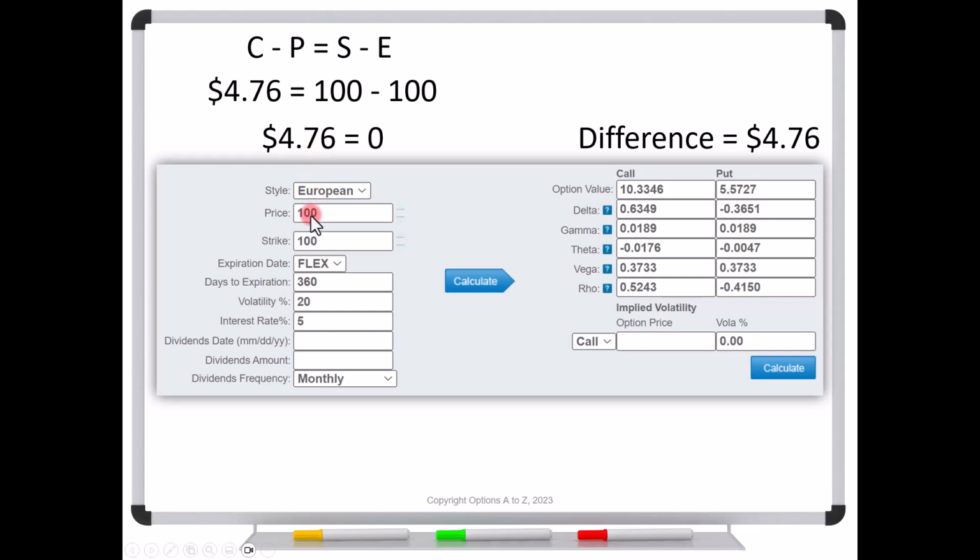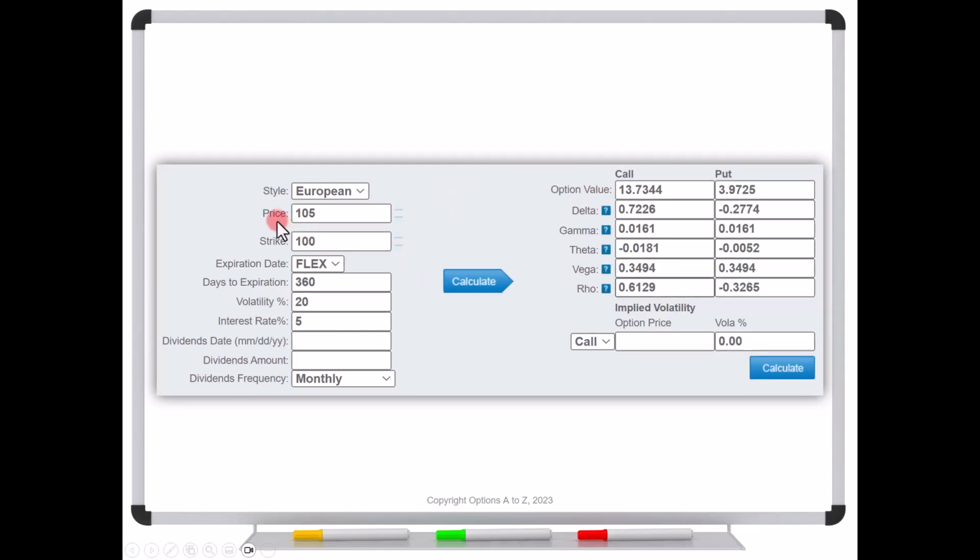Now, does it matter which stock price or strike that we have or time to expiration? Not at all, or even volatility. That all comes out in the pricing of the options. So for example, what if we have the stock at 105? We'll leave the strike at 100. We'll leave everything else the same. What's the difference in the call and the put now?